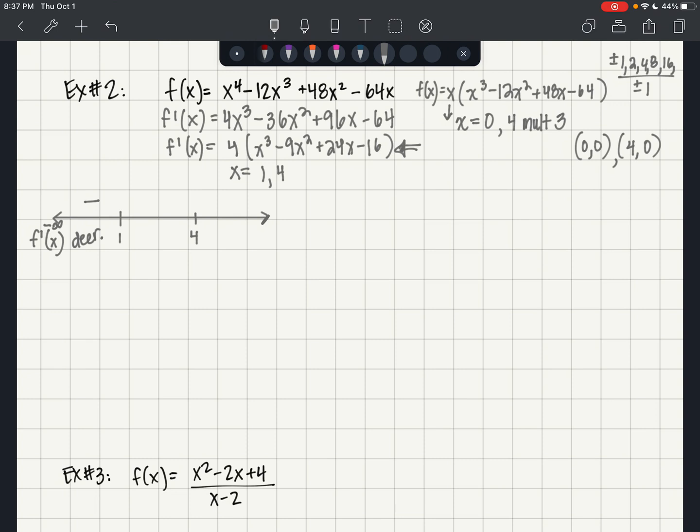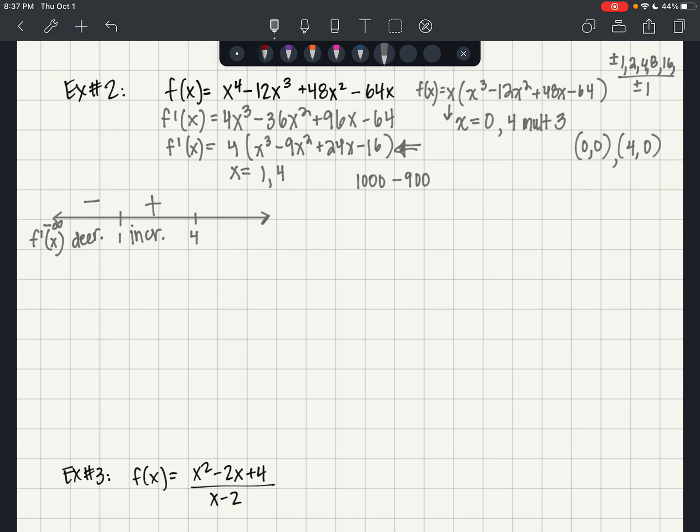Then I'm going to put maybe a 2 in. When I put a 2 in, I'm going to get an 8 minus a 36 plus a 48 minus a 16. Let's see, negative 8 and 36 is not quite 48, it's negative 44, so that's going to be a positive. So that's increasing. We're really testing the arithmetic here. Then I'm going to put a 10 in. When I put a 10 in, I get 1,000 minus 900.